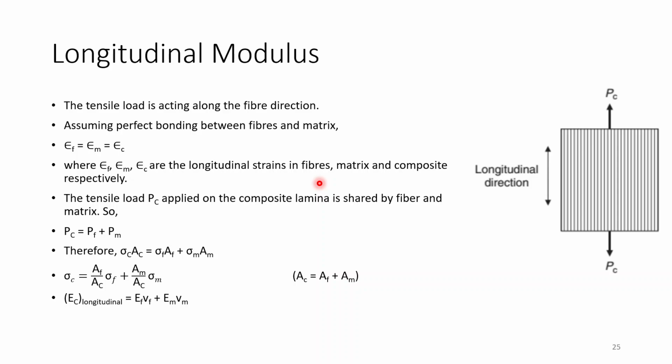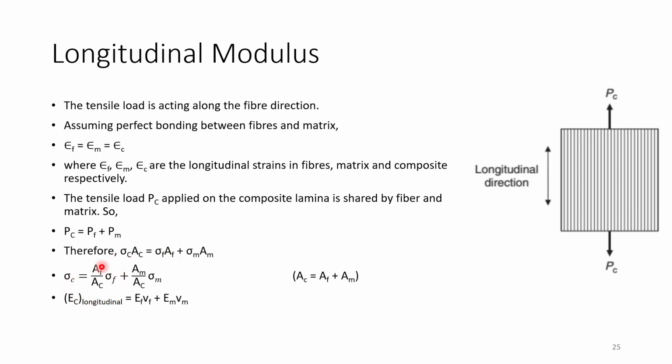And the tensile load P_C applied on the composite lamina is shared by the fiber and matrix. So P_C will be equal to P_F plus P_M. Here P_C is the load on the composite, equal to the load on fiber plus the load on matrix. Therefore, you can write this in terms of stress and area. Sigma, as we know, is load divided by area. So sigma C times AC will be equal to sigma F times AF plus sigma M times AM.